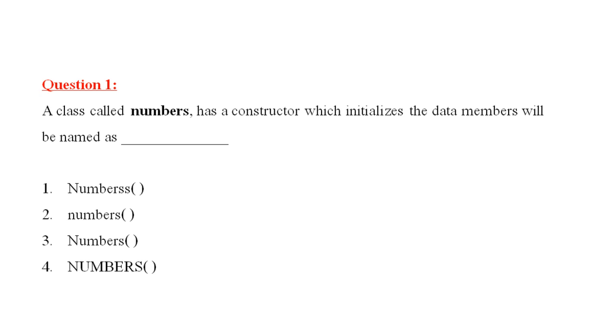Now, we all know that the class name and constructor name are the same. So, if the class name is numbers in small letters, the constructor name will also be numbers in small letters, and it will have a parenthesis at the end. So the right answer is number 2.